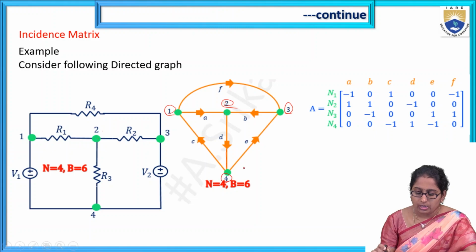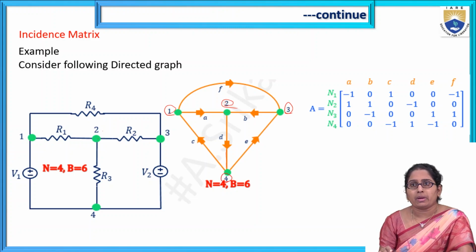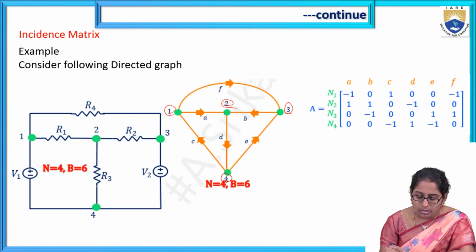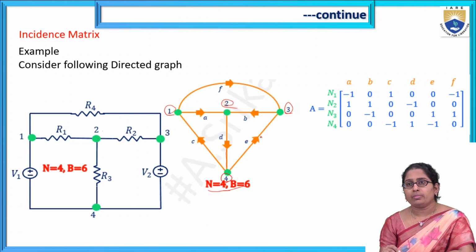Okay. So we know that the order of the incidence matrix is given by n by b. Here n represents rows and b represents columns, where n is the number of nodes present in the graph. So how many nodes? 4. So 4 rows. That's why it is shown n1, n2, n3, n4. The b columns represent the b number of branches.